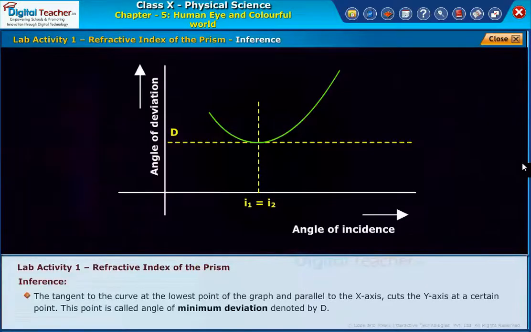The tangent to the curve at the lowest point of the graph and parallel to the x-axis cuts the y-axis at a certain point. This point is called the angle of minimum deviation, denoted by D.